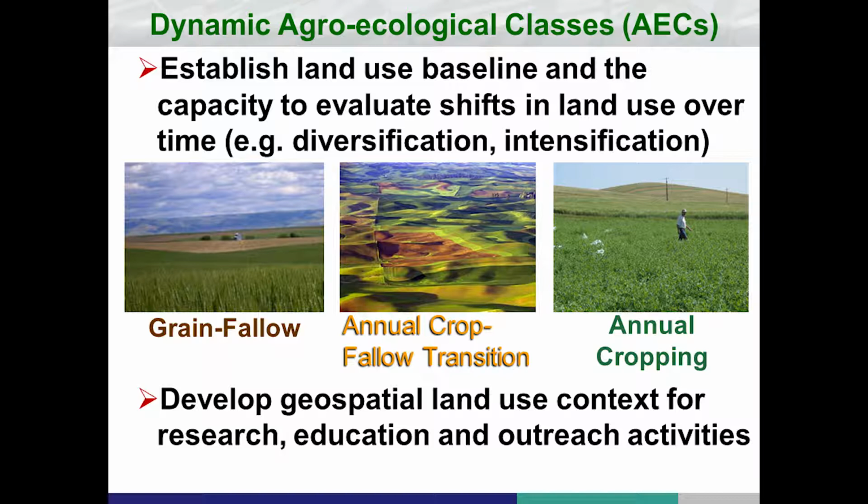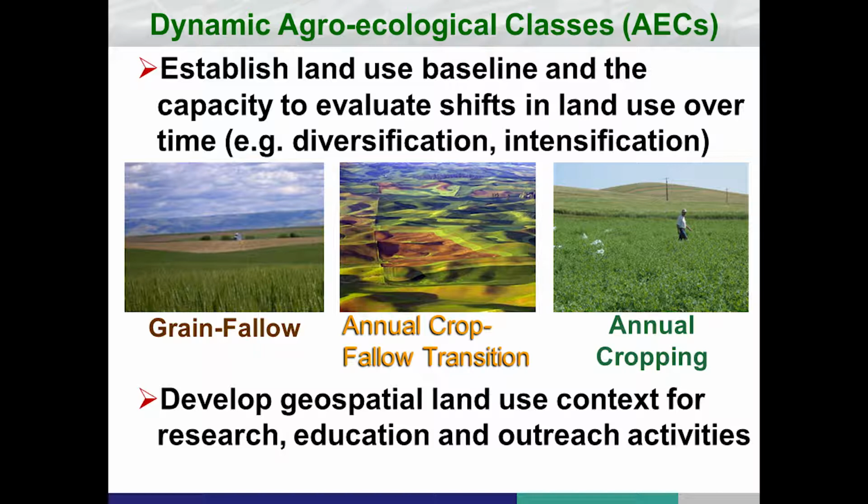If you look at our dryland systems, you can divide our current cropping systems into three fairly easy classes based on the proportion of fallow. That's grain fallow, where we have annual fallow and then mostly winter wheat. Then we look across the region, and as precipitation increases, we start to see fallow decrease. Annual crop fallow transition uses a little bit less fallow. And then annual cropping is where we've basically tried to eliminate fallow, or fallow is really restricted.